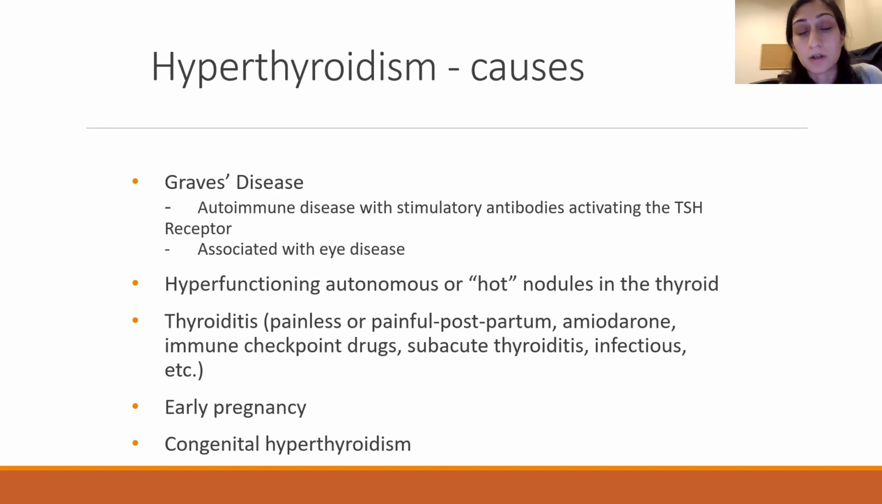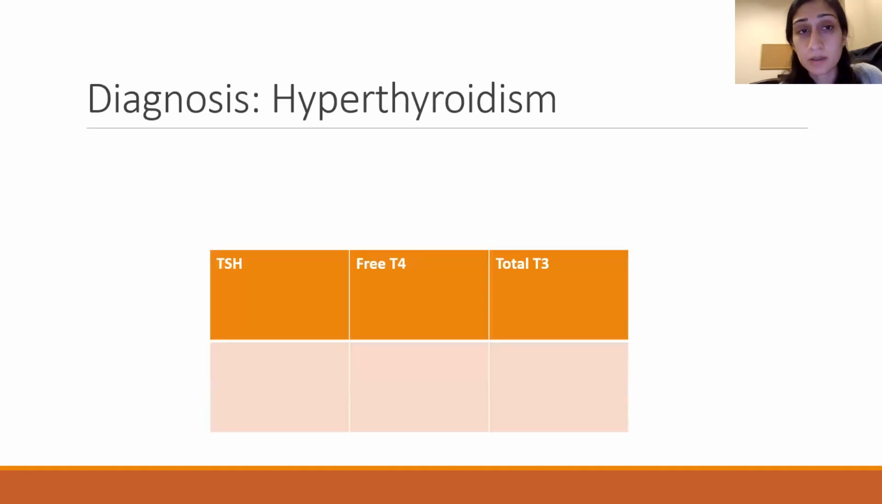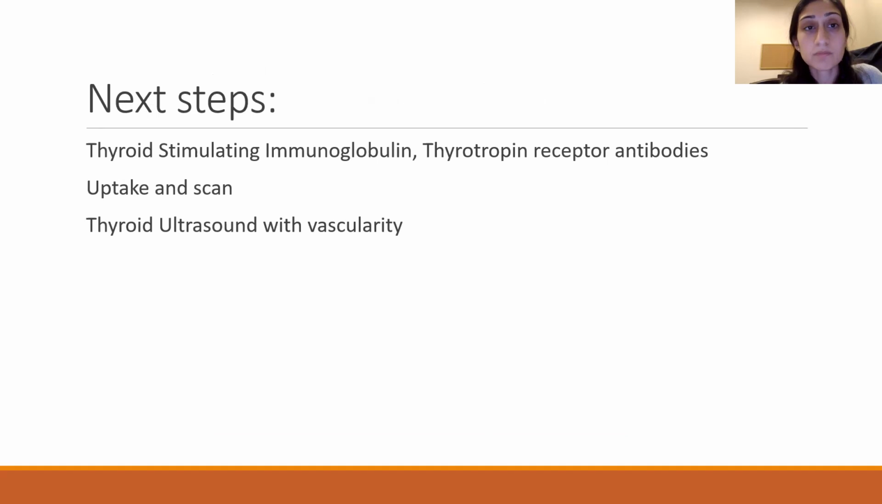Other causes are early pregnancy, where you can see changes in thyroid hormones that make them appear hyperthyroid, or congenital hyperthyroidism. But generally, those 3 buckets are the main things that I think about. So what do you see in hyperthyroidism? You see a low TSH, and then you see elevated T4 and elevated T3.